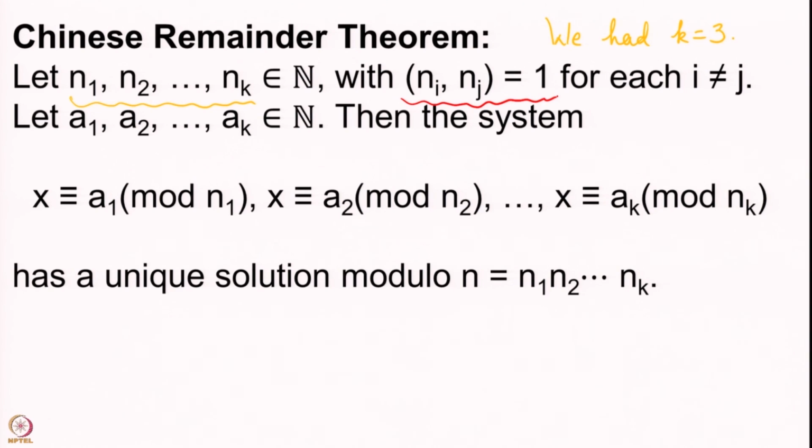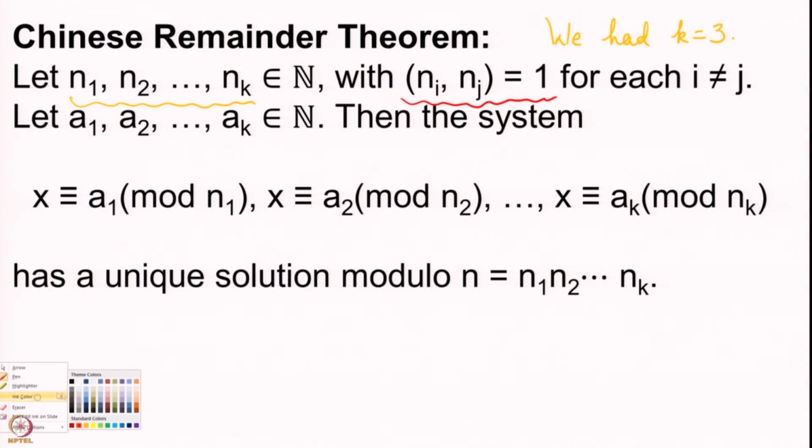So, n1, n2, n1, n3, n1, n4 all the way up to n1, nk. Then n2, n3, n2, n4 again all the way up to n2, nk and so on up to nk minus 1, nk. So, all these pairs should give you pairs of relatively prime integers, which means that there is no common factor between any two of these chosen ni.